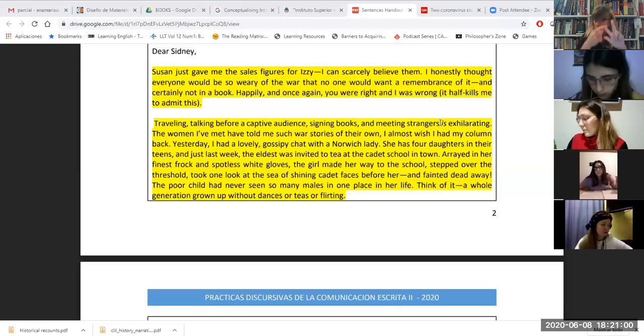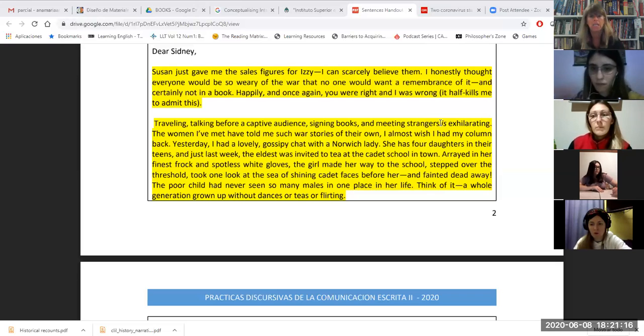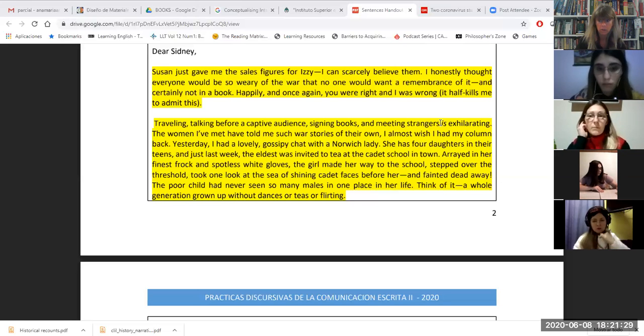I was wrong, the second one. Third, it kills me to admit this. So these 3 thoughts, these 3 ideas are joined, one by the coordinating conjunction and the parenthesis in the other case. Okay? Yes. So do you see why it is a compound sentence? Do you understand the elements? Yes. Okay, good.